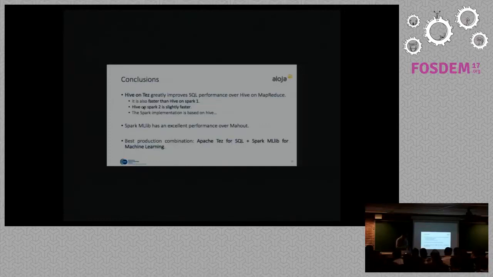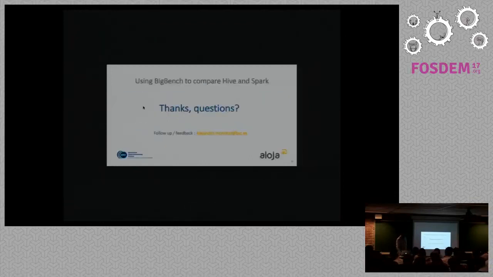The second conclusion we got from this study is that Spark MLlib is way faster than Mahout. We encourage you to use it instead. And finally, the best production choice at the moment is using Apache Tez for the SQL sections of your queries. And if you need to do machine learning techniques, stick with MLlib, which is the fastest one.